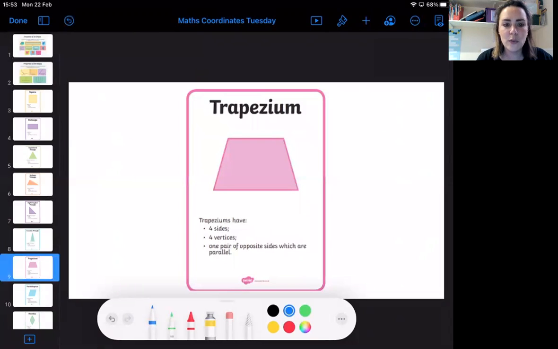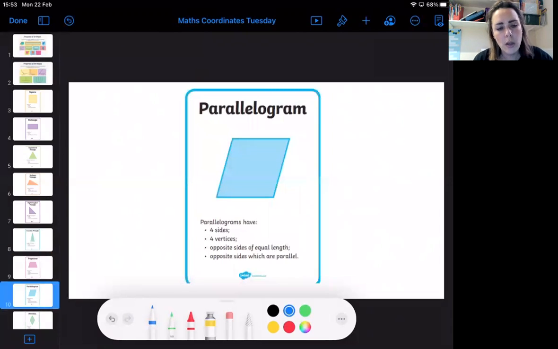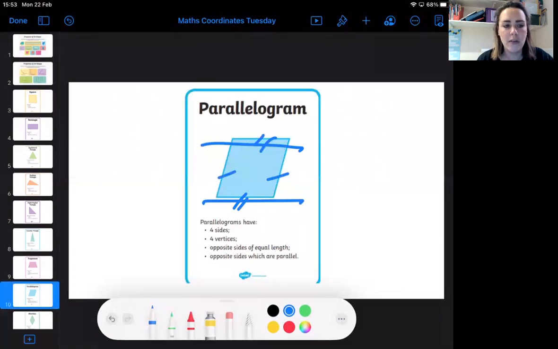A trapezium. A trapezium has 4 sides and 4 vertices. 1 pair of opposite sides, which are parallel. That's this line here and this line here. And these 2 sides are not parallel because if you continue drawing them, they would end up touching. A parallelogram has 4 sides, 4 vertices. Opposite sides of equal length. So these 2 sides are equal and these 2 sides are equal. And opposite sides which are parallel, so you could continue to draw these lines and they would never meet.